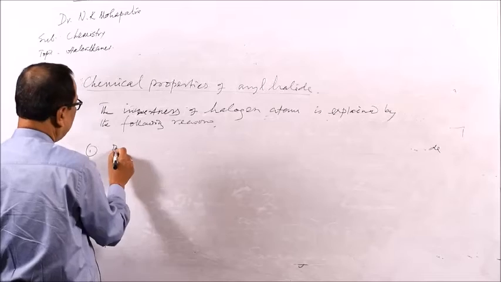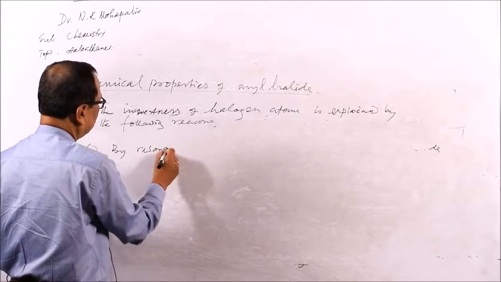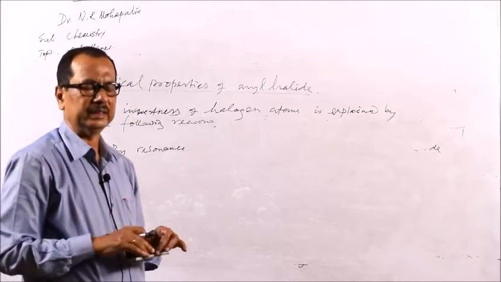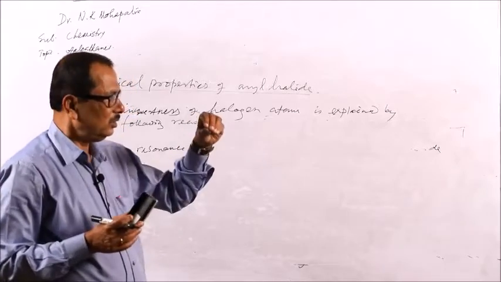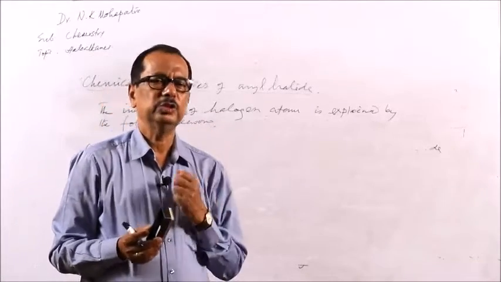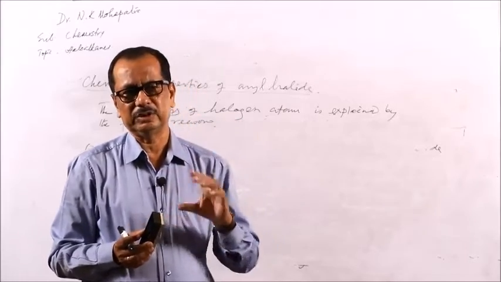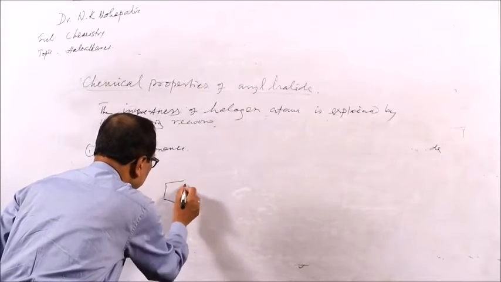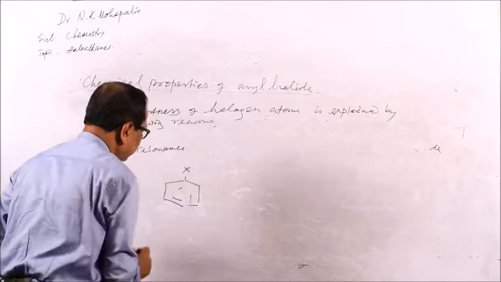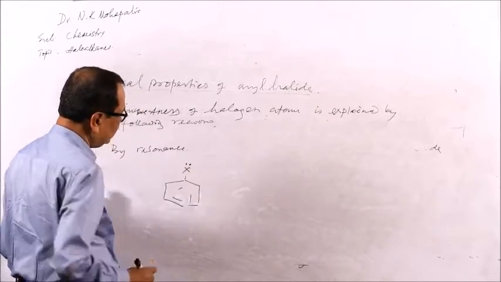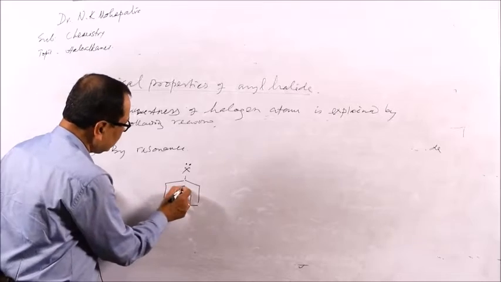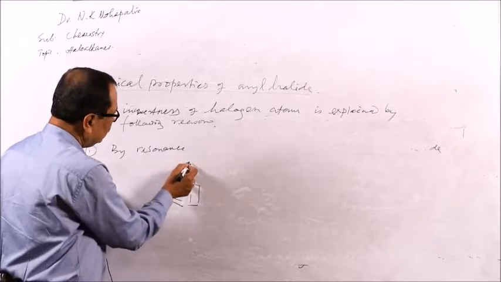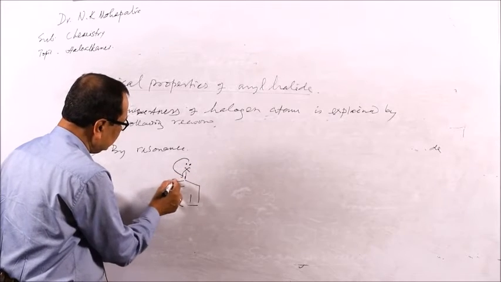Number one is resonance. As we have discussed in your earlier classes, halobenzene shows resonance, where the lone pair of electrons on halogen is withdrawn into the benzene ring. Thereby, a partial double bond is formed between the carbon and the halogen atom. Suppose X is a halogen atom. This lone pair of electrons present on the halogen atom undergoes resonance.